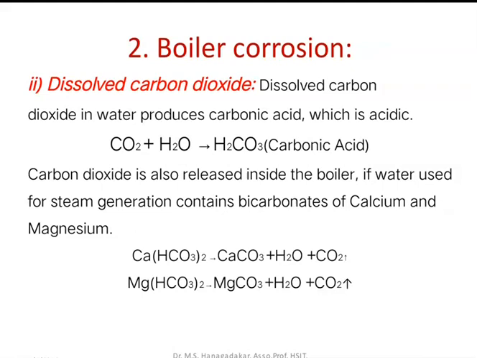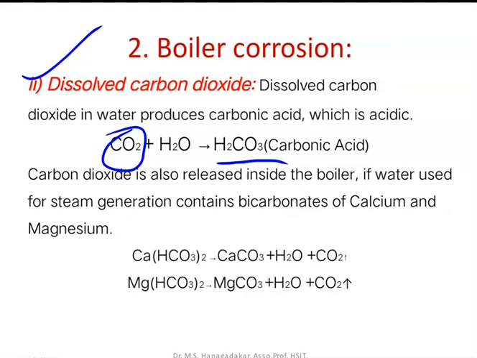Now the second impurity we will discuss is dissolved carbon dioxide gas. If boiler feed water contains dissolved carbon dioxide gas, when it reacts at high temperature, it leads to the formation of carbonic acid. Because of its lower pH, this carbonic acid will cause corrosion of the boiler parts. So how this carbon dioxide gas is released is what you must understand first.